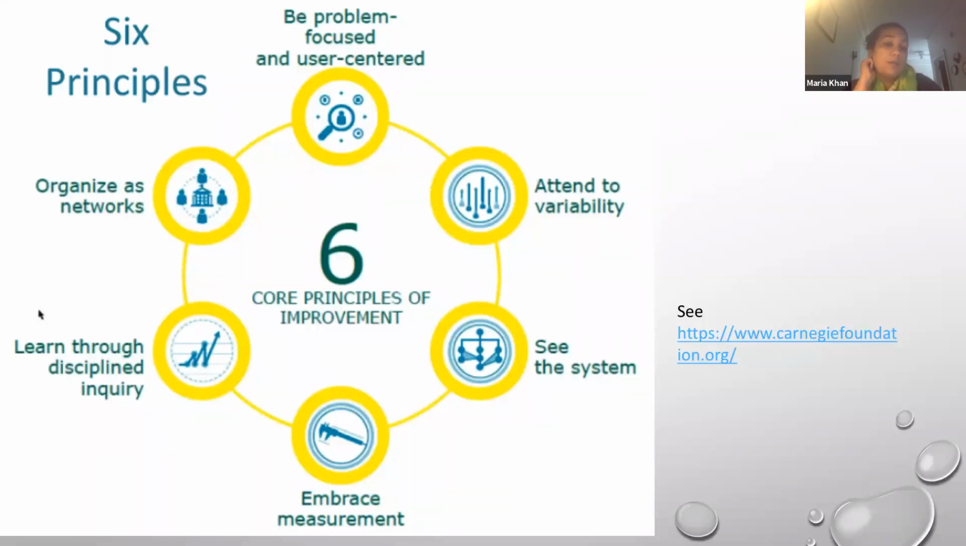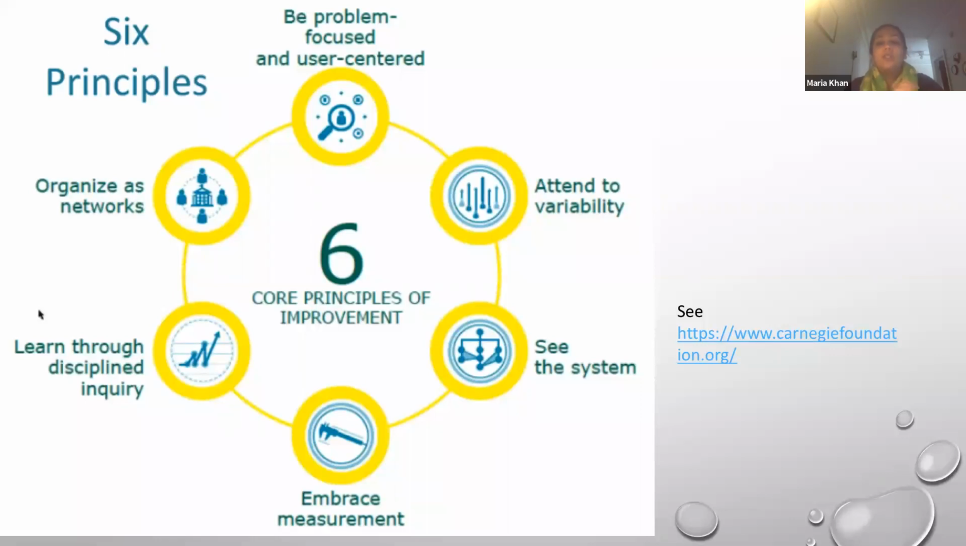Fourthly, we cannot improve what we cannot measure. We need to embrace measurement. We need to look at data. We need to understand how things are improving or how they are not improving. It is all about engaging in rapid cycles of conducting work, planning, studying, and acting on it to learn fast, to fail forward, and then improve quickly.